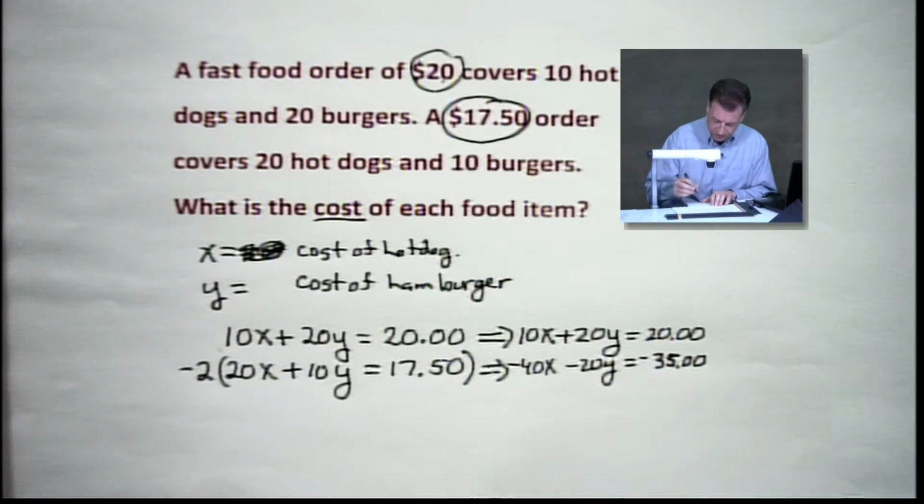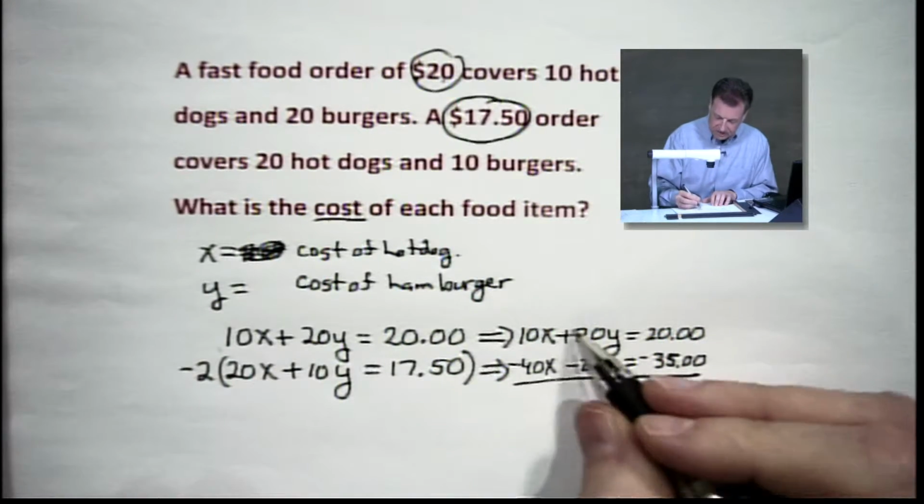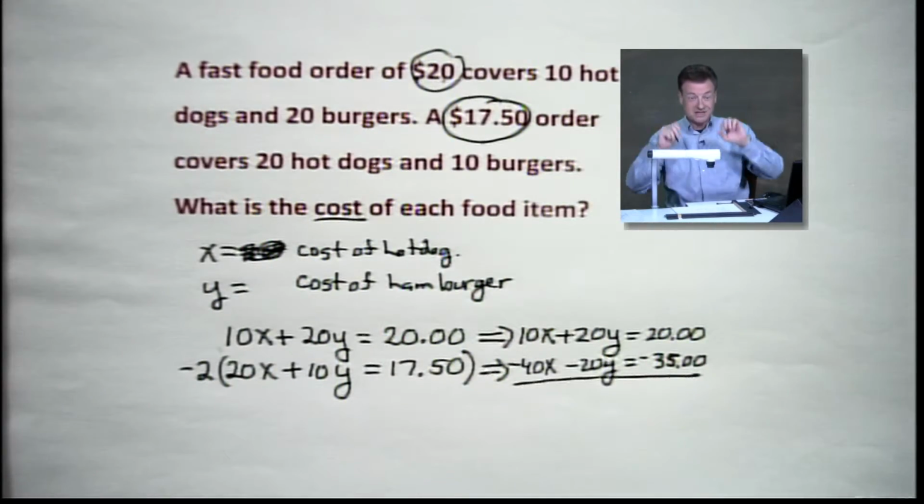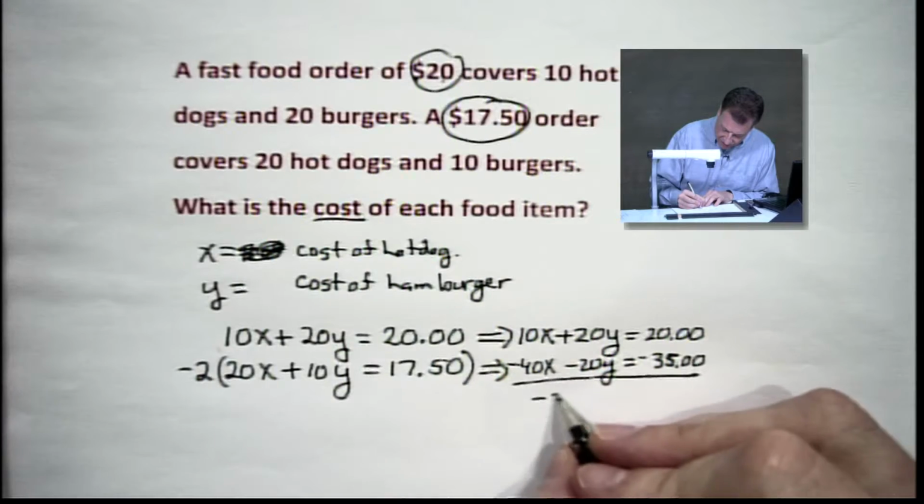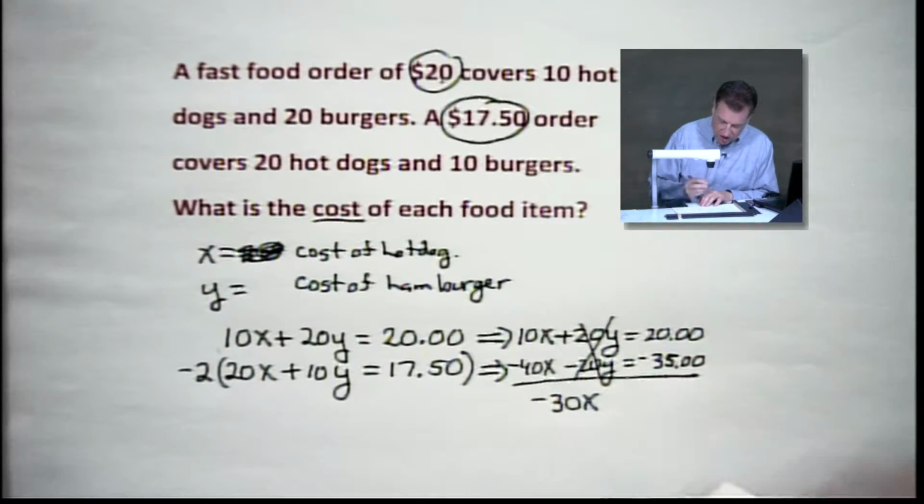$35, okay? There we go. Now, let's line them up. Say goodbye to your y's. Goodbye, y's. Now, let's see what we got here. We got -30x. Like I said, the y's are gone away.